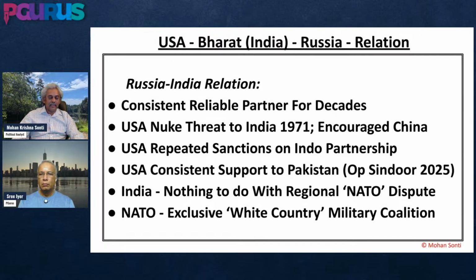Despite all of these factors, because in 1972 they wanted to have a special deal with China, basically they threatened to nuke Bharat if we don't stop the war. That's the relation they had. They repeated sanctions on Indo-US partnership many times. Like even in 1998, we were trying to build things together like a Tejas aircraft, and they would put sanctions on Bharat. So it has never been consistent, the relationship. But USA did have consistent support to Pakistan all the way till 2025.